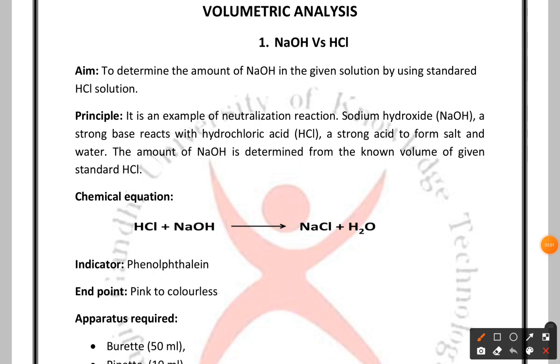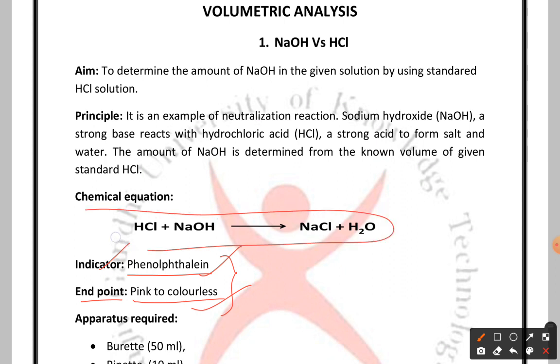Now in this we have the indicator. What is the indicator? We have phenolphthalein. And what is the end point? End point means where the reaction is completed. Here the end point is pink to colorless. You have to remember these: the indicator we use is phenolphthalein and the end point is pink to colorless. This is the balanced chemical equation you have to write.